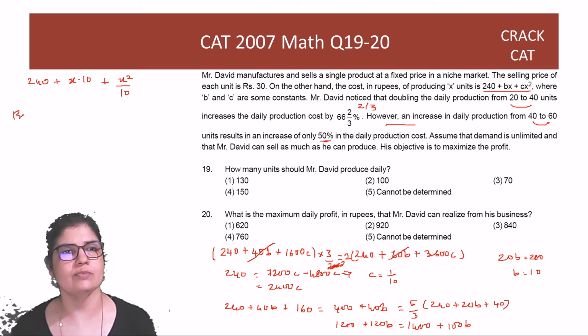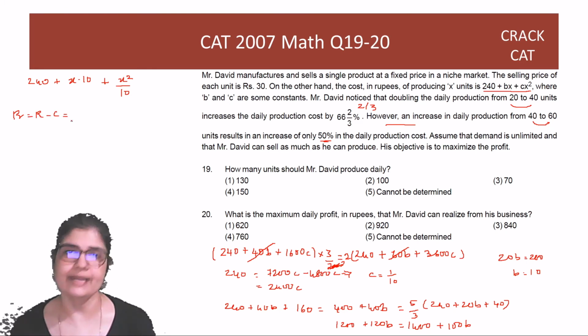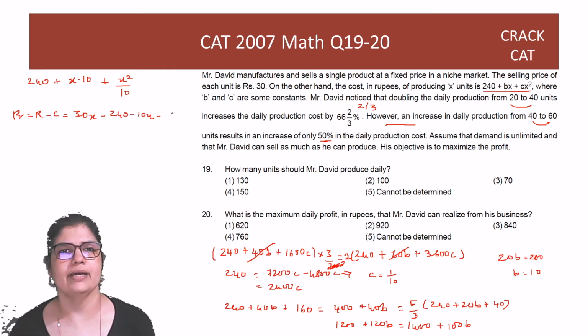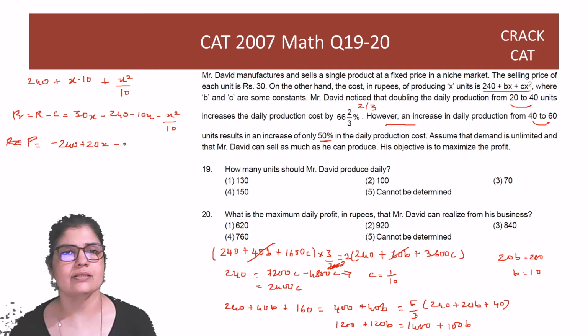Profit is what, guys? Profit is revenue minus cost. Revenue, if you're selling X units, every unit is 30 rupees. So X units के लिए your revenue is 30X. And what is your cost? This is your cost. 240 minus 10X minus X square by 10. तो इसको जरा हम वापस लिखेंगे. So your profit is minus 240 plus 20x, right, minus x square by 10.